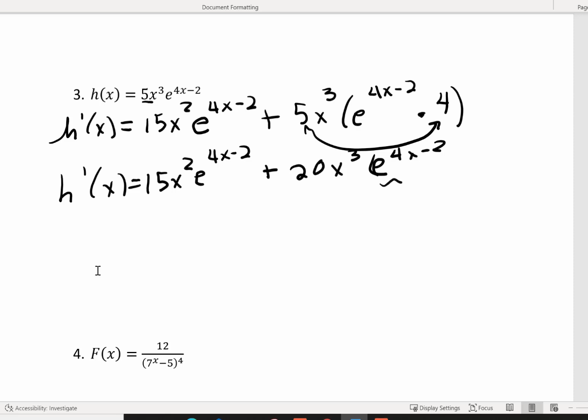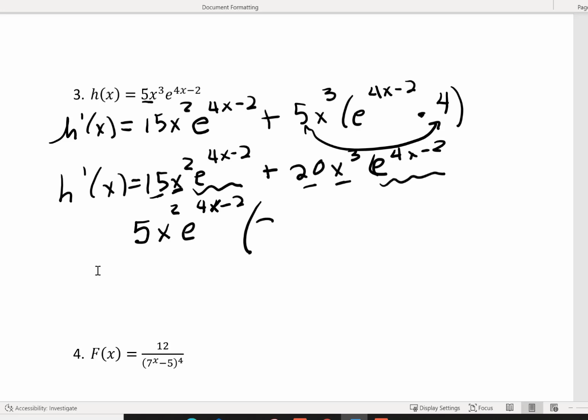You might notice also that there's an e to the 4x minus 2 in both parts. There's x and there's x. There's 15 and there's 20. 15 and 20 have 5 in common. I could factor it out. X squared and x cubed have x squared in common. It could come out. E to the 4x minus 2 is the same in both terms, so I could take that out. So if you're looking to practice the factoring, it's a good time to mess with it and try to see how familiar you are with the steps.